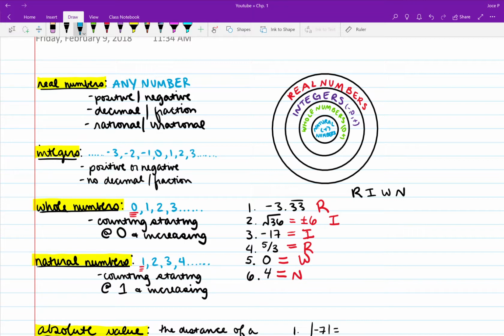But here's one thing. Whatever the innermost identification is, it's also included in every single outer one. So for this one, it's an integer, but it's also a real number. For whole, it's also an integer and also a real. And for natural, it's also a whole, an integer, and a real.